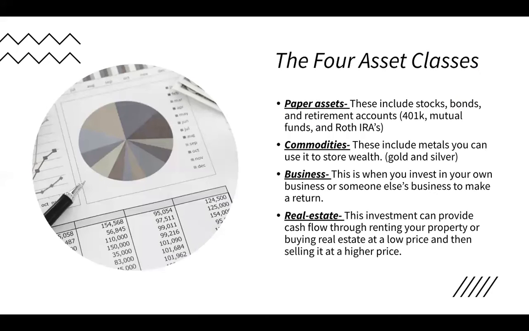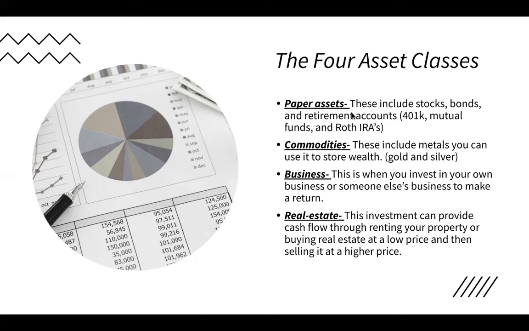So you have paper assets, commodities, business, and real estate. These are the four different asset classes that you can invest in to make a return. So paper assets, these include stocks, bonds, and retirement accounts like 401ks, mutual funds, and Roth IRAs. You can make capital gains from paper assets by buying individual stocks or multiple stocks, also known as shares, for a low price and then selling it at a higher price.